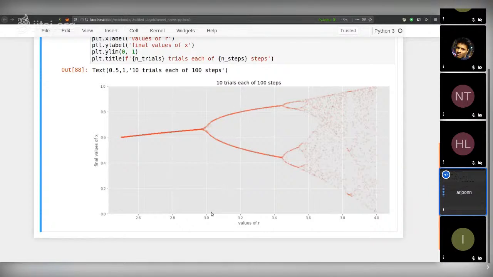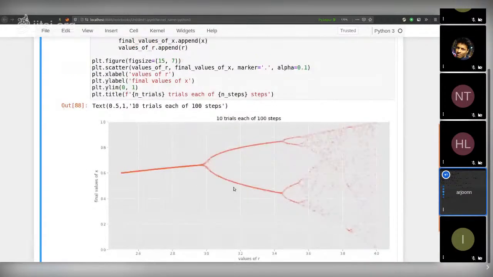Before 3, it was just one thing, one attractor state. Let's say R is 2.8. It doesn't matter where you start from. You will end up at, what is this, 0.65 or something, I don't know, right? But then suddenly you have this bifurcation going on. At R value 3.2, you cannot predict where it is going to end up, either here or here, right?